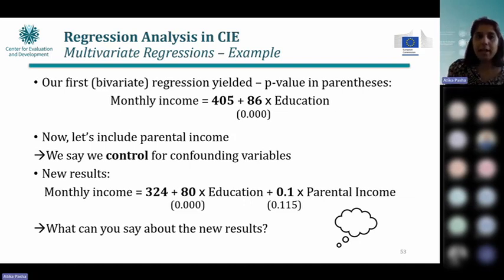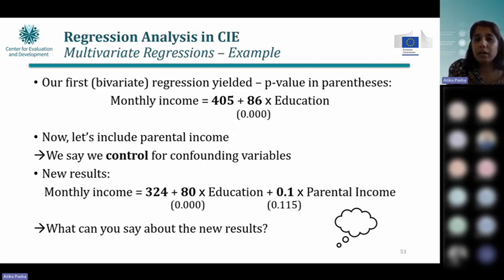So what you see here again is that if you run a bivariate regression, you will get a different coefficient. So here 80 instead of 86, and 0.1 instead of the 0.3 that I showed you previously. On top, our p-value for education and monthly income is consistently strong here, which means we see a statistically significant difference nonetheless. So because the p-value is so small, we can still reject the null hypothesis with over 99% confidence. However, for parental income, this is not the case.